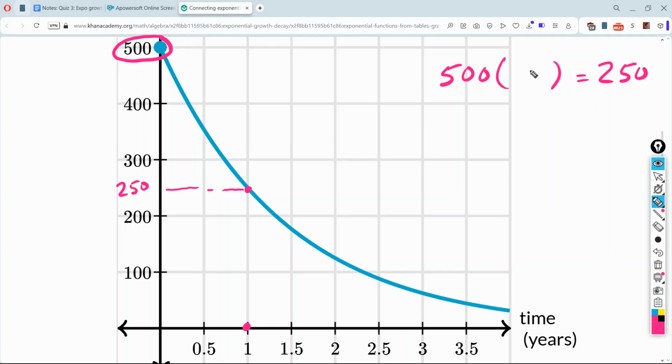Well, what did we multiply by in order for it to go from 500 to 250 at x equals 1? Well, let's figure out what this blank space is. We have 500 times this blank space. The opposite of times is divided by. All right, you want to do the same thing to both sides of the equal sign. 500s cancel. 250 divided by 500 is just 1/2 or 0.5.